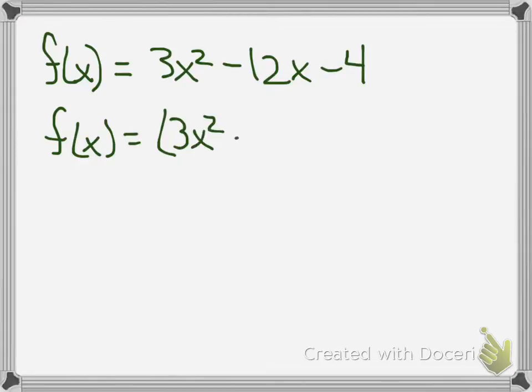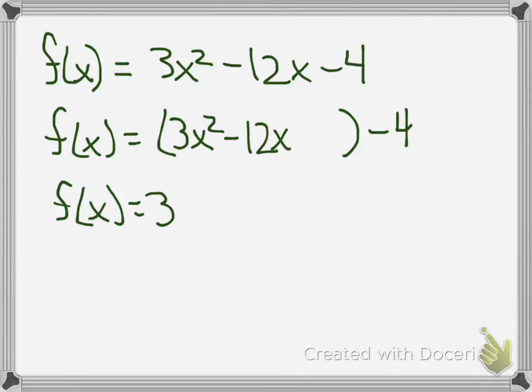All right, so what I've got to do, I've got to separate the x's from the number. So 3x squared minus 12x, parentheses, and then negative 4. Then I need to divide out the number in front of the x squared. So divide those two numbers by 3. That leaves me with x squared minus 4x. Still got my little blank space, minus 4.